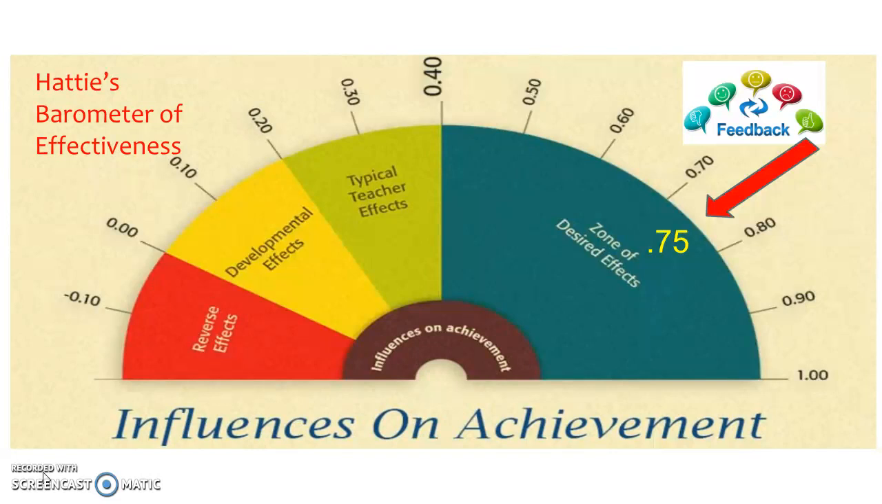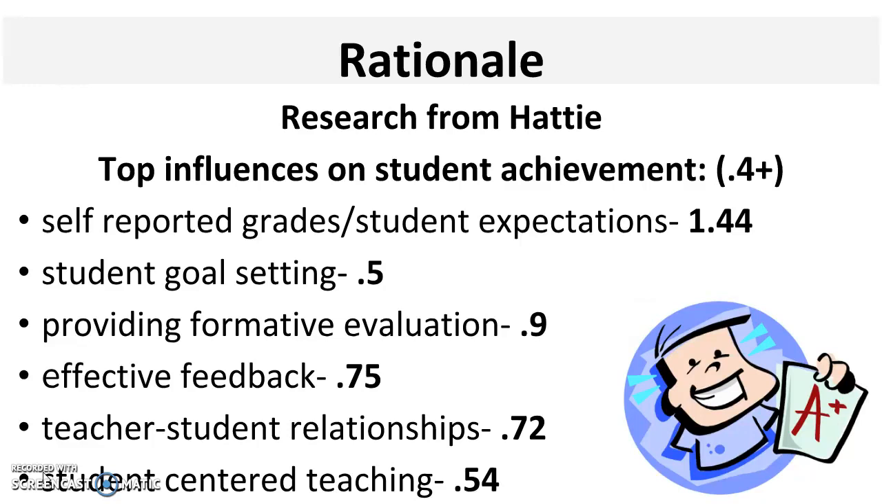Anything above a 0.4 is a teaching practice within the zone of desired effects, meaning the biggest bang for your buck. We will see the most growth with students by utilizing these practices. Based on the research from John Hattie, you'll see the following teacher practices that fall into that desired teaching effect category. For example, students self-reporting on their grades and explaining their expectations has the highest numerical value of effectiveness.